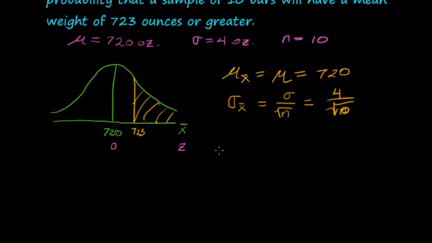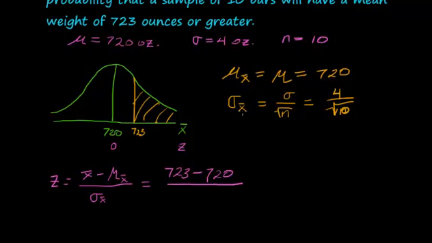Alright, so let me come over here. Z is equal to x bar minus the mean of the sample means, over the standard deviation of the sample means. Well, our x bar, our sample mean, is 723. We said the mean of our sample means is the same as the population, 720. And sigma, our standard deviation for the sample means, is 4 over the square root of 10.